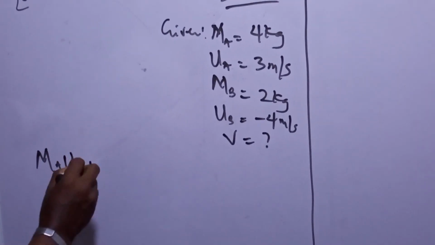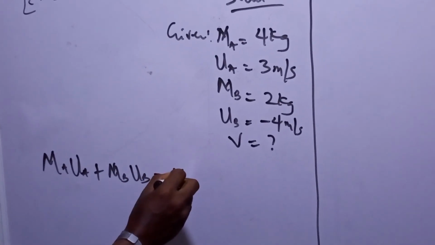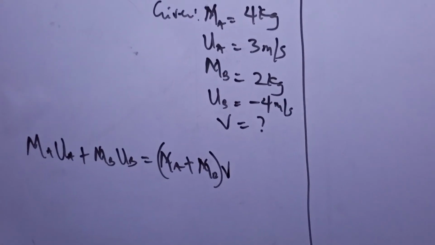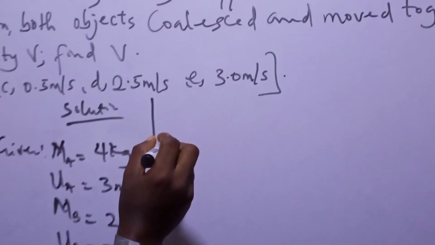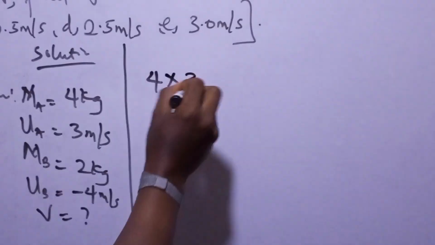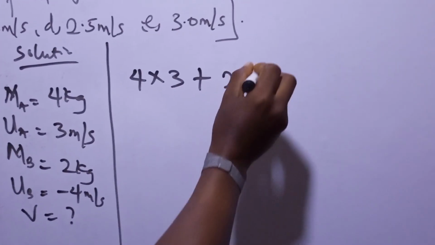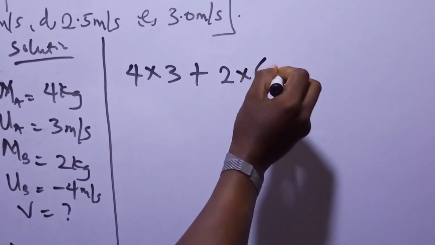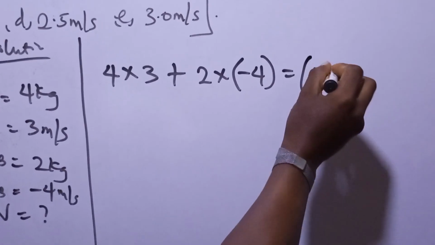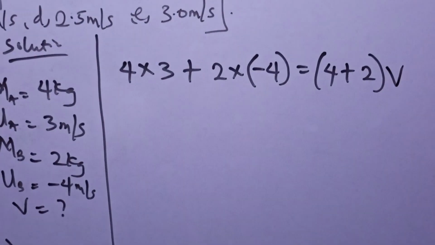We have here that mass of A times initial velocity of A plus mass of B multiplied by initial velocity of B is equal to mass of A plus mass of B multiplied by final velocity, which is V. Therefore, we have the mass of A here to be 4 multiplied by initial velocity of A, which is 3, as given, plus the mass of B, 2, multiplied by initial velocity of B. Remember, it comes in the opposite direction, because -4, equals mass of A, which is 4, plus mass of B, which is 2, times final velocity.